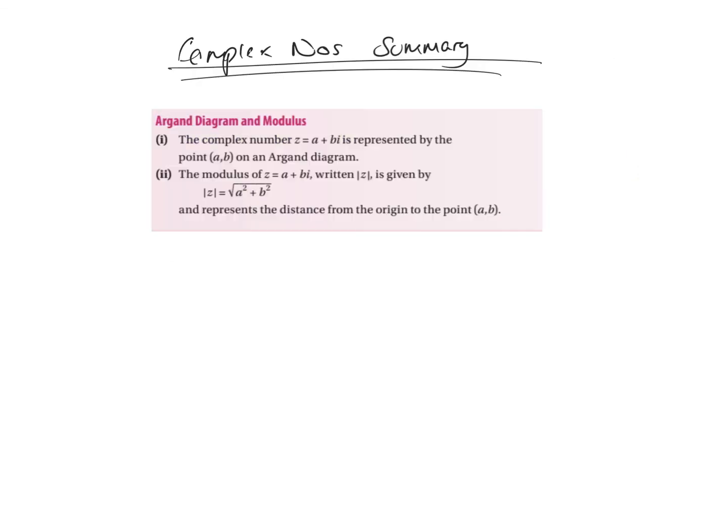So just to summarise what's going on in this particular video, what we have is the complex number z is equal to a plus bi is represented by a point a, b on the Argand diagram as shown before, and the modulus is given by the square root of a squared plus b squared.